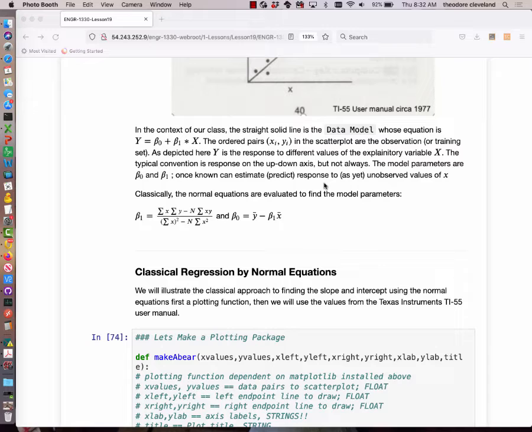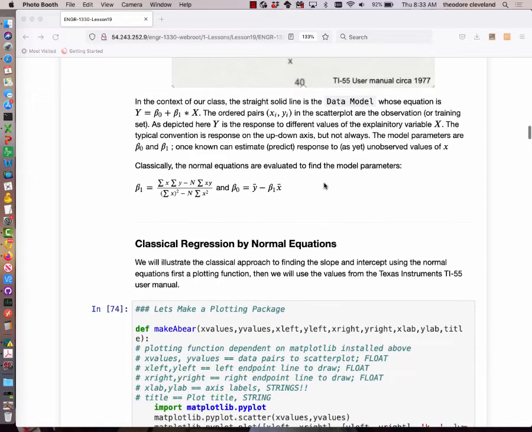So the model parameters, the unknown values, are beta 0 and beta 1. Once we know what they are, we can predict the response, the cap y, to any input cap x.